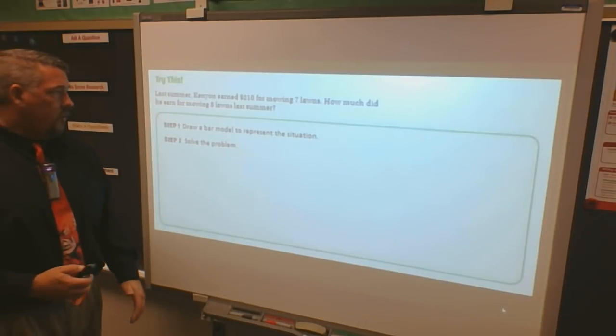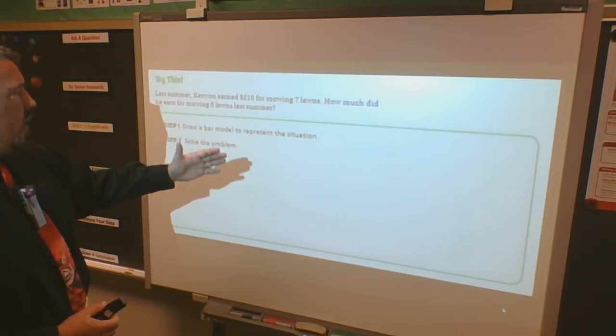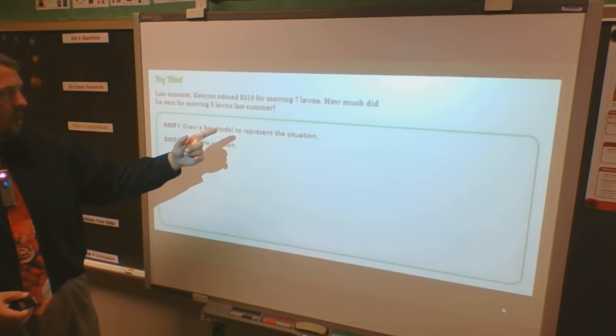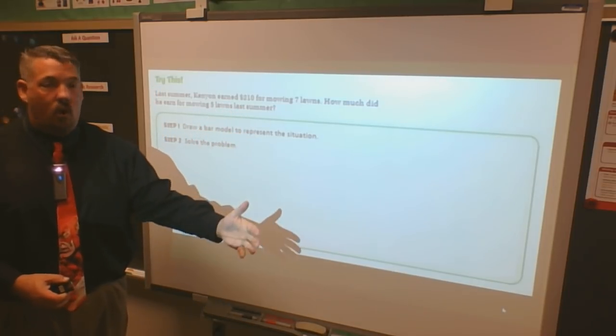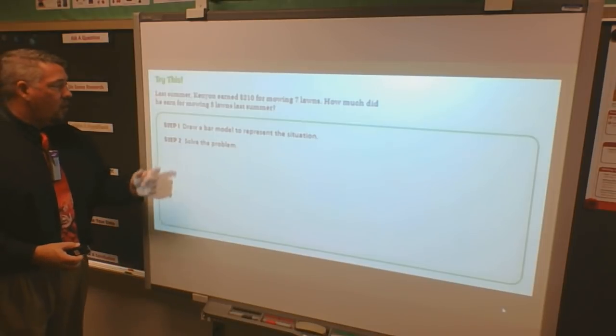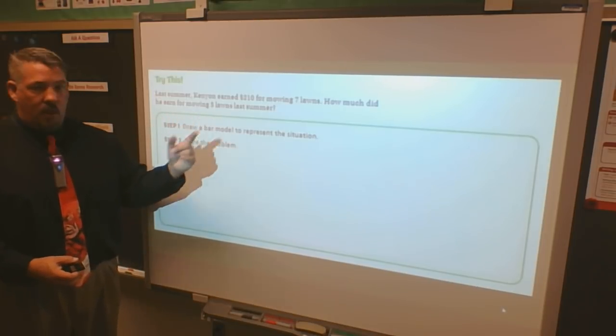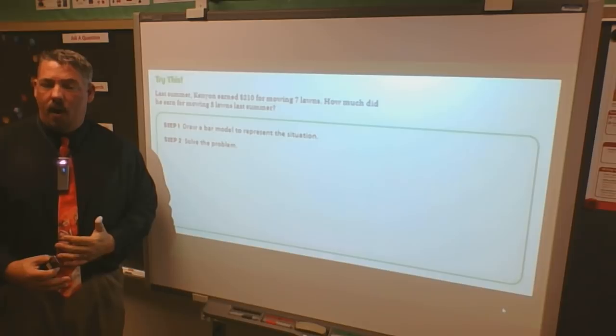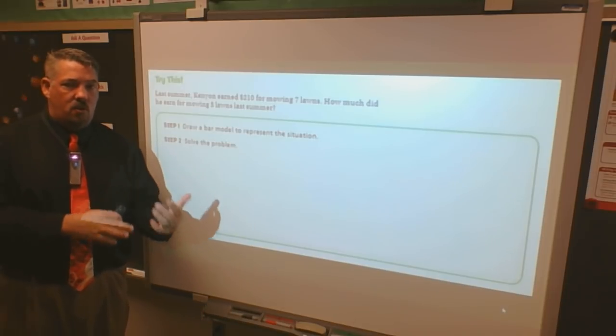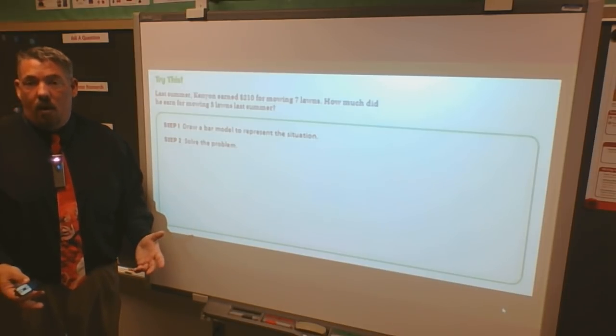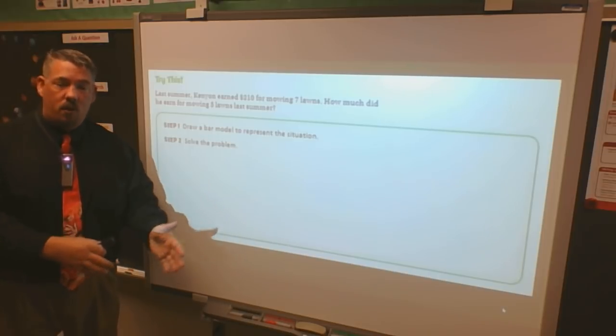Well, in this scenario, they said, well, what if Kenyon earned $210 for mowing 7 lawns? How much did he earn for mowing 5 lawns last summer? So we're changing our amounts, we're changing our dollar amounts, and we're changing our lawns. I don't know if it's the same amount or not. So let's find out by doing our unit rates.